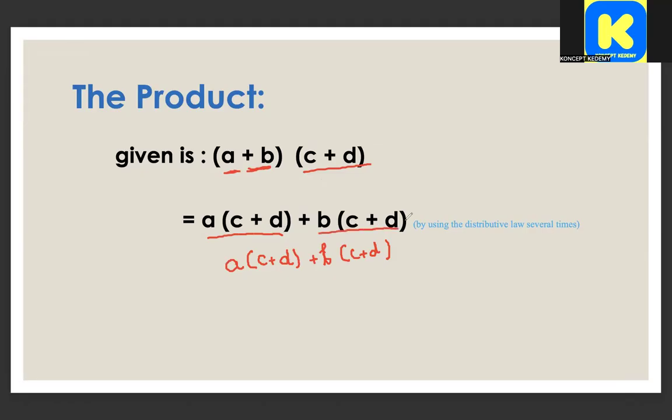Now what did we do? We are multiplying the second bracket, the second factor, by each of the terms in the first bracket, the first factor, this way.